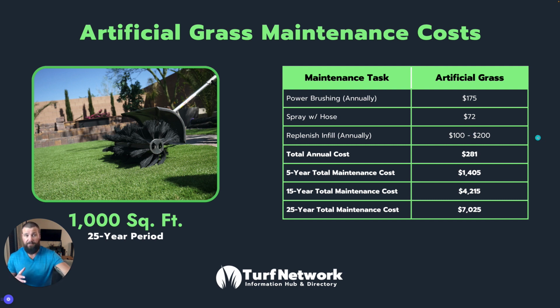Replenishing infill, that is recommended annually. So we have about $100 to $200 to replenish your infill each year. So the total annual cost of maintaining artificial grass for a 1,000 square foot lawn is $281. Over 5 years, it's $1,405, 15 years, $4,215, and 25 years, $7,025.